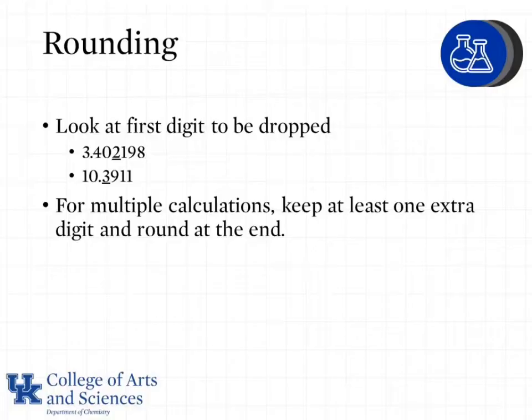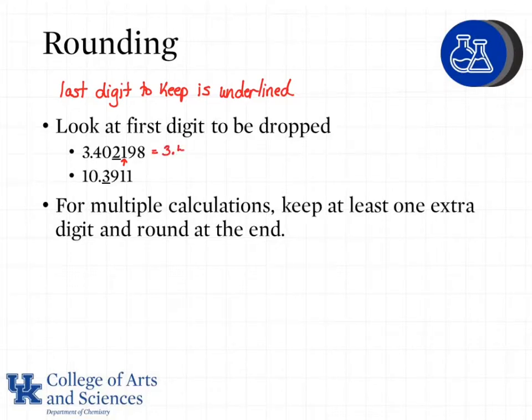When we're rounding, we always look at the first digit to be dropped. So the last digit that we're keeping in these two examples is the number that is underlined. So when we look at 3.402198, 2 is the last digit we're keeping, so we look at the 1. Because it is less than 5, we are going to round that to 3.402.